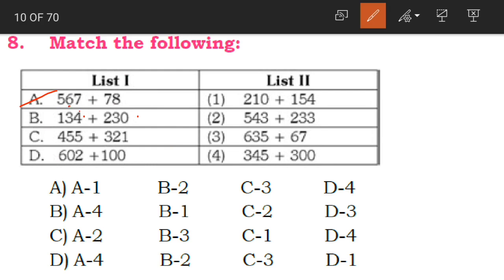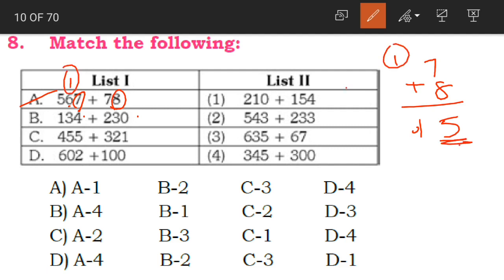567 plus 78. See, one trick for solving this is, okay, what are the digits in units place? 7 and 8. So 7 plus 8 becomes 15. 1 will be carried to the next digit. Now we are having 5 in the units place. Yes or no? From the given numbers in list 2, which number will also have 5 in the units place, we need to find out.